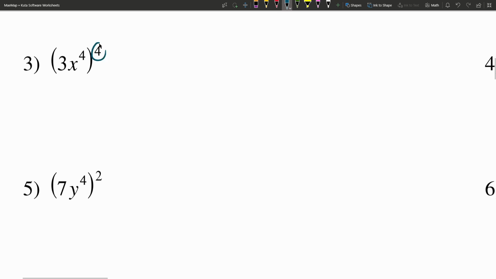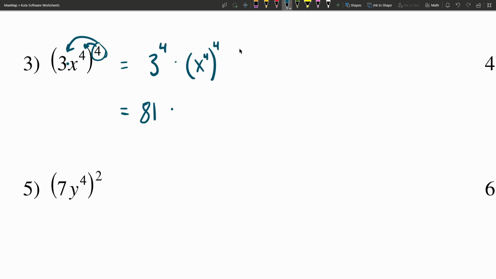We're going to start by distributing this power of 4 to both the 3 and the x to the 4th, since they are indeed multiplied. So this is going to equal 3 to the 4th times x to the 4th raised to the power of 4. 3 to the 4th, well, we know 3 cubed from up above is 27, so we just need to do 27 times 3, which is going to give us 81. Now we need to do x to the 4th raised to the power of 4, which remember, all we need to do is multiply those exponents.